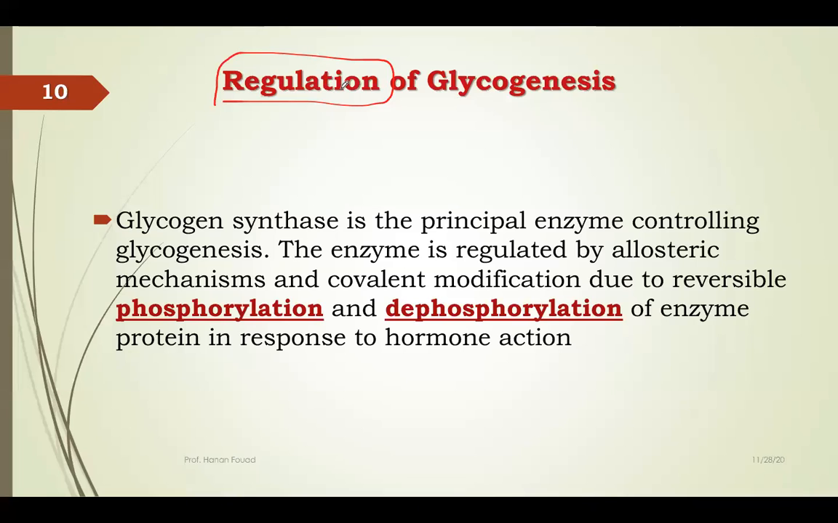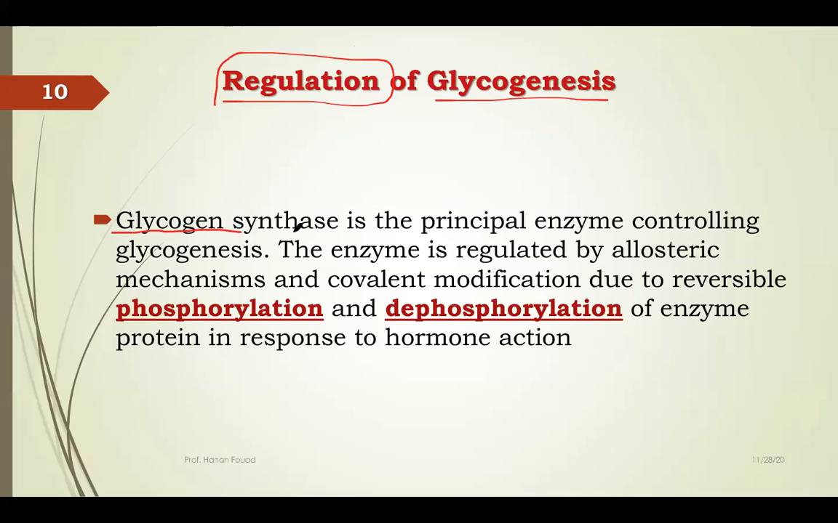The most important thing is the regulation of glycogenesis. As regards the steps of the synthesis, you don't have to study the steps, but you have to know the names of the two key enzymes which synthesize glycogen. These are glycogen synthase and the branching enzyme. But regulation means to control the rate or speed of glycogenesis. This is for the key enzyme only. The key enzyme is glycogen synthase, okay?